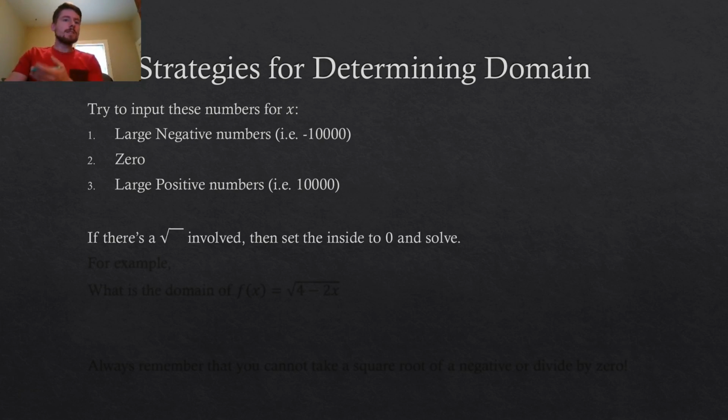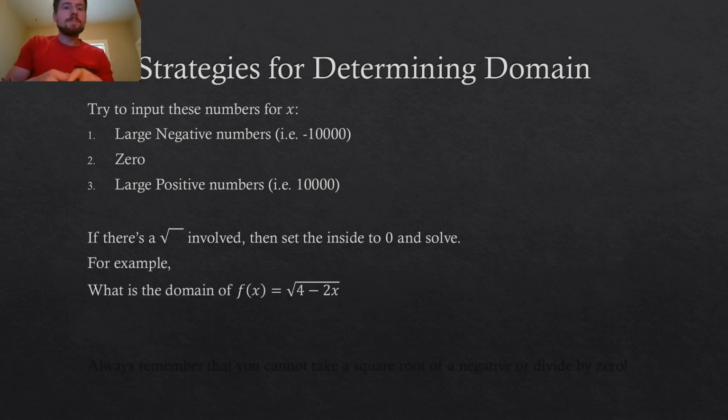When you've got square roots, you know that you can't take square roots of negative numbers. So if you aim for the inside of the root to be 0, then you can decide what is going to give me a negative number and what's going to give me a positive number. And then we can decide, do I need to go smaller than this or larger than this? So let's do this in an example.